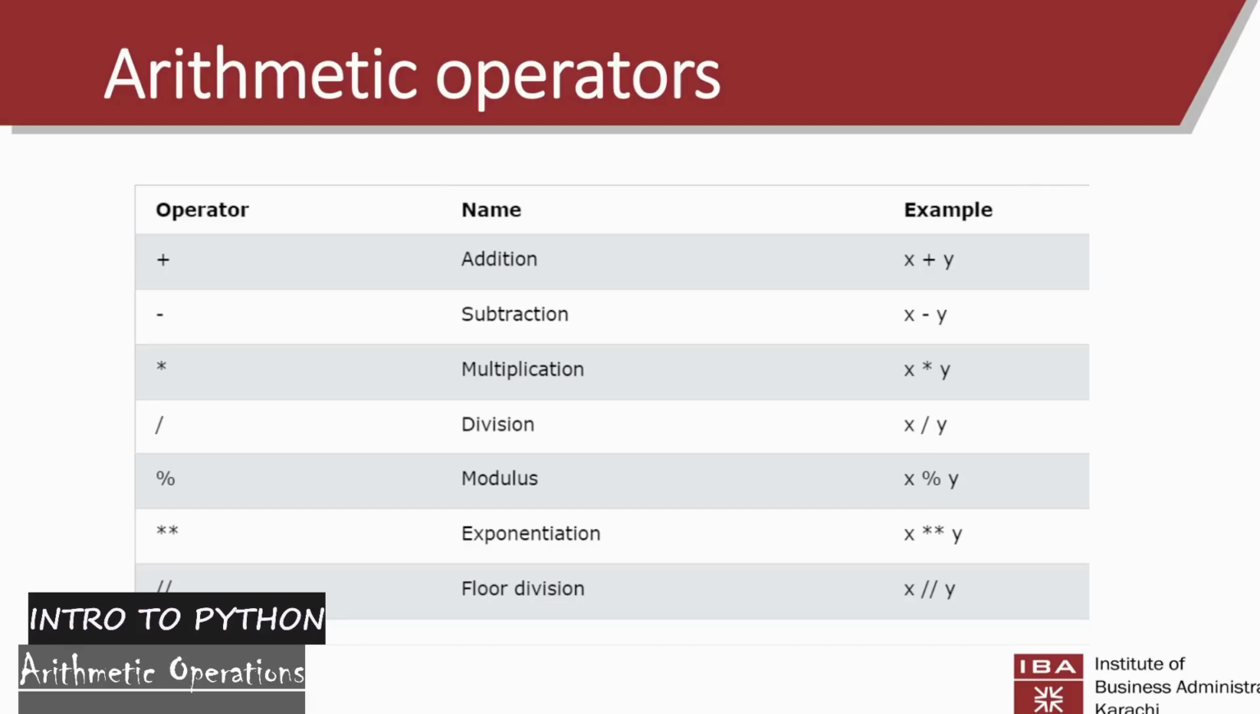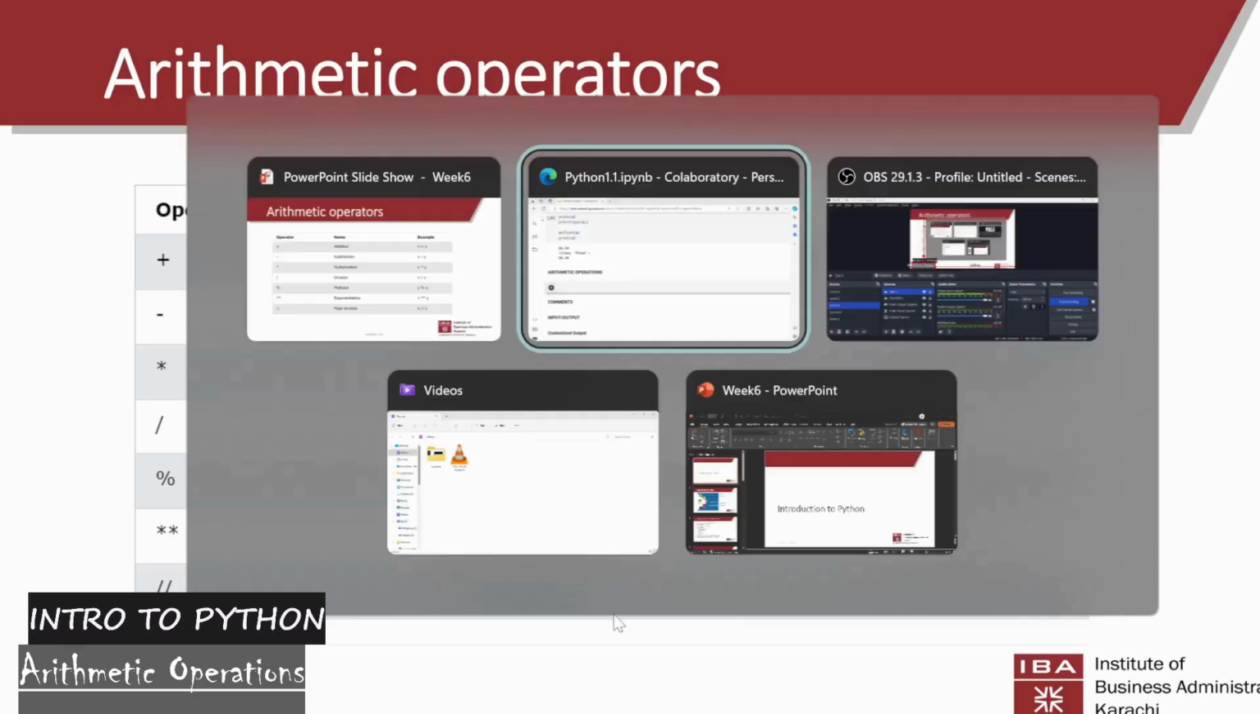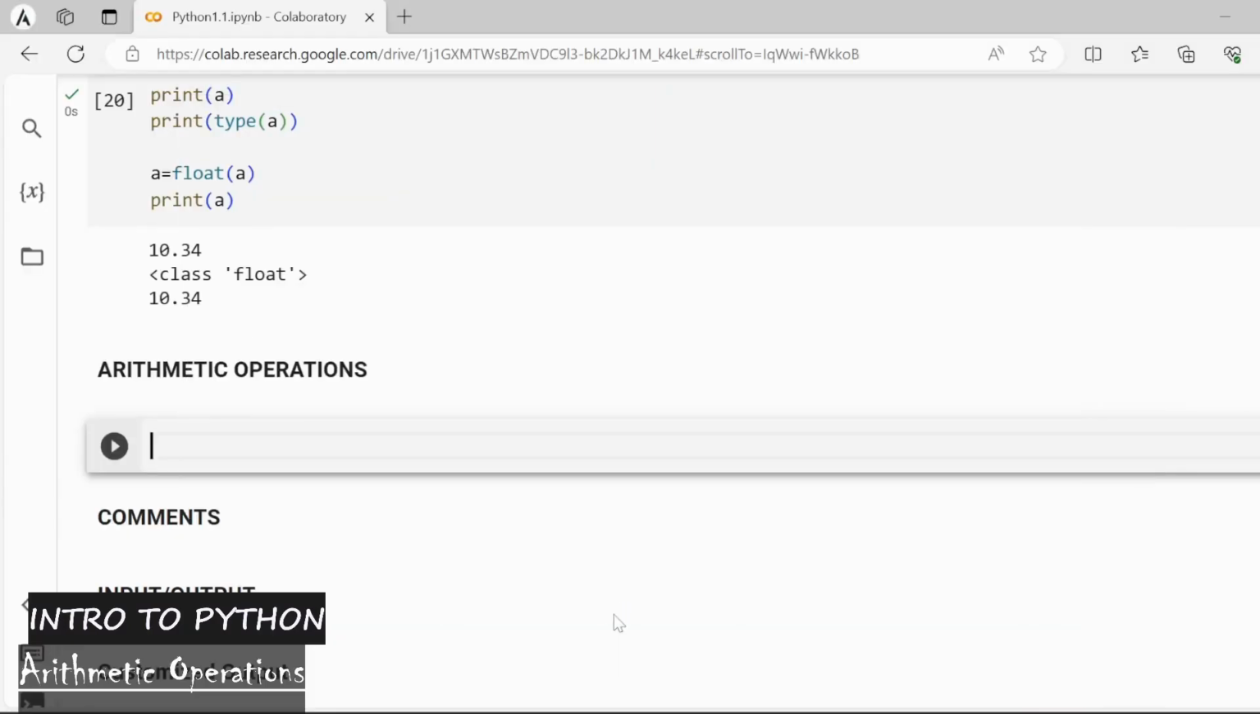So we have always seen these. There's addition, subtraction, multiplication. For multiplication, we use asterisk. For division, you can see the operators also on the left hand side, and then modulus, exponentiation, floor division. So these are the operators which are used for arithmetic operations to be conducted. We'll see all of these in Python.